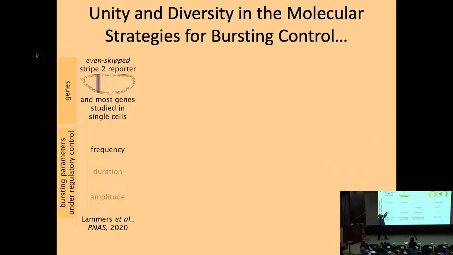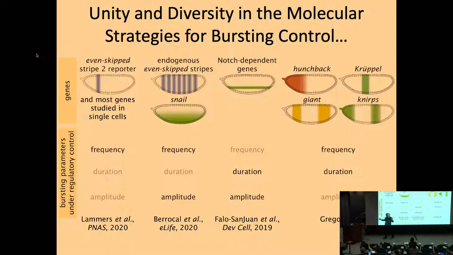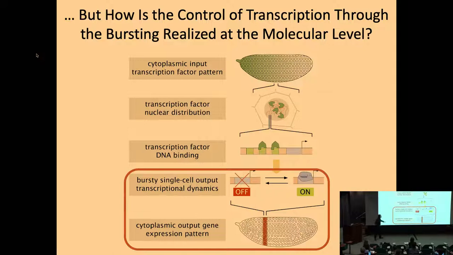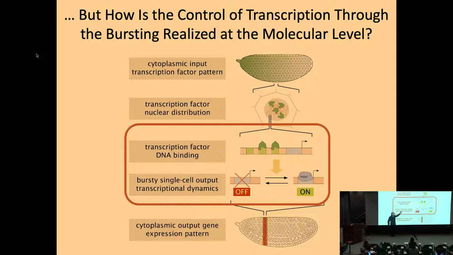So it's not clear what's happening, but in general, the message is that as a field, we've gotten pretty good at figuring out which bursting parameters are under regulatory control. What we still have no idea about is how that control is being implemented at the molecular level. And clearly, if you want to answer that question, it's not enough to go from output in single cells to a microscopic output. You've got to know something about what the transcription factors are doing inside the cell. You've got to be able to correlate inputs and outputs, okay?